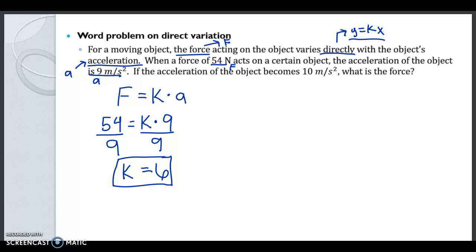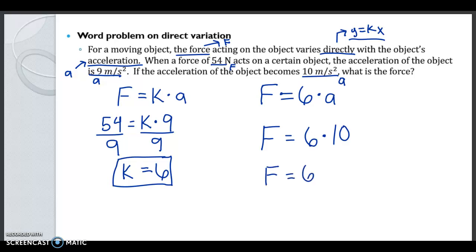What is my direct variation equation? It is F equals k, which is 6, times A. Now the third sentence says, if the acceleration of the object is 10 meters per second squared, so that's A, what is the force? So the force equals 6 times my acceleration, which is 10. So my force equals 60. And what unit was my force in? My force was in N, or newtons. So there's my answer.